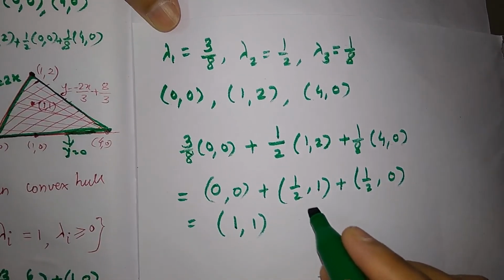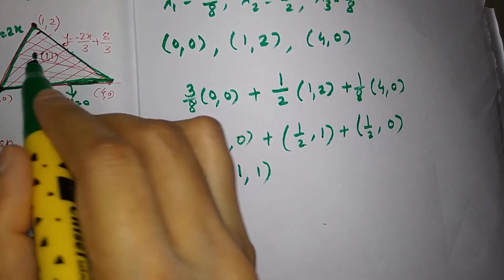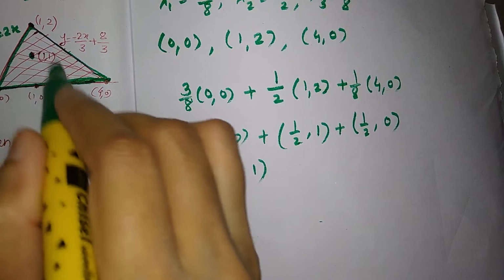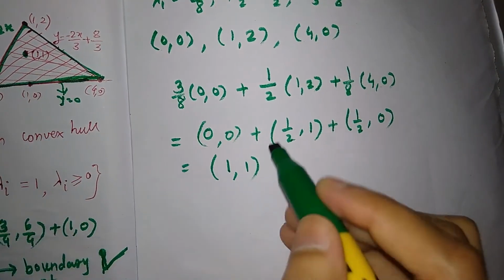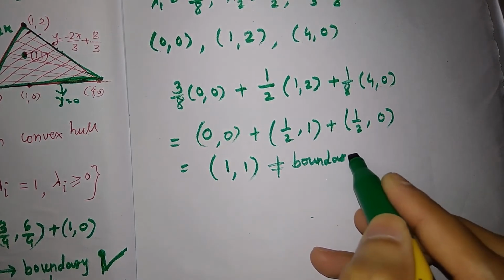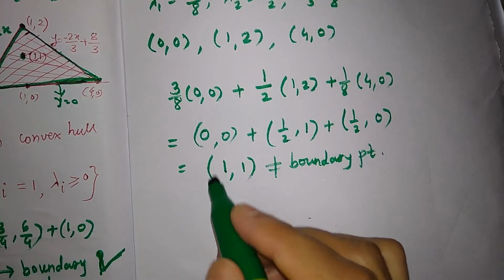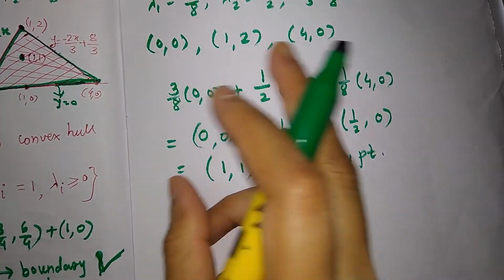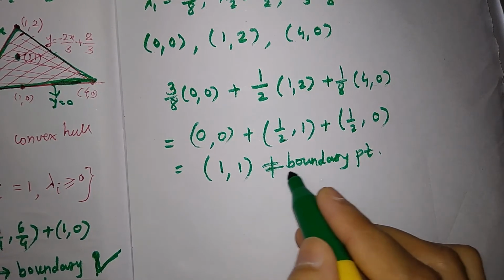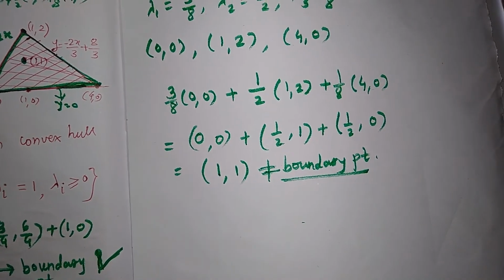Now as we can see that this point 1 comma 1 is not a boundary point because it lies in the interior part of this region. So clearly this 1 comma 1 is not a boundary point, and hence this second option is not true, because when you take the convex combination, we are not getting that combination as a boundary point. So the first option is the correct option.